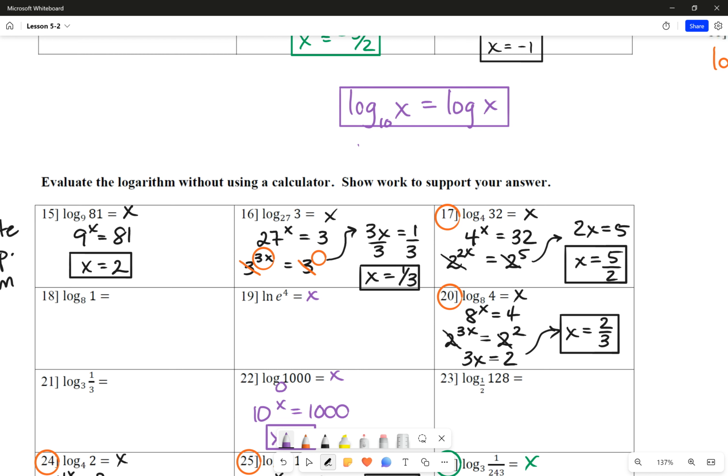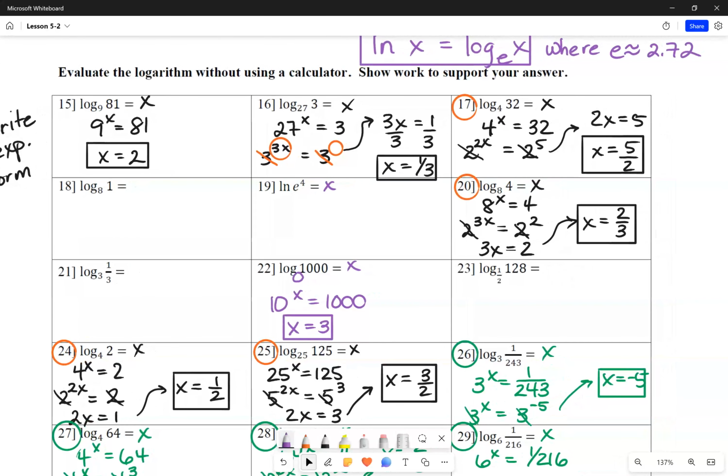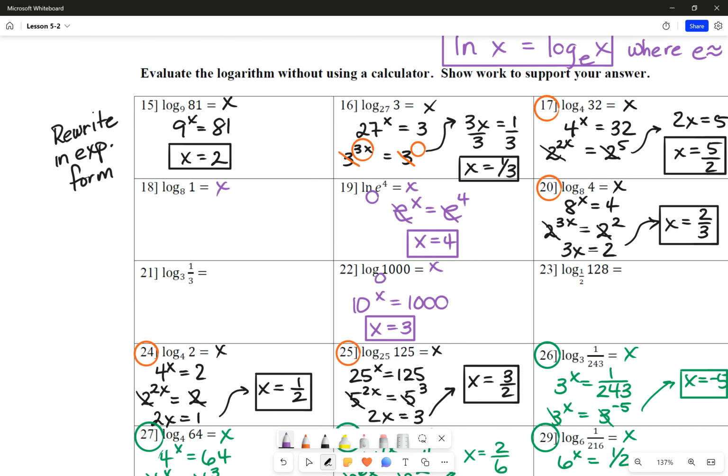I need you to commit to memory. The other one is natural log of x. Natural log of x is the same thing as log base e of x, where e is the irrational number approximately equal to 2.72. So I need to also have you keep this in mind as you work through these problems. Since an invisible subscript next to ln implies that that's an e, let's rewrite. e, which is in the invisible box, to the x equals e to the 4th. The e's are going to disappear, and you're going to end up with x equals 4.